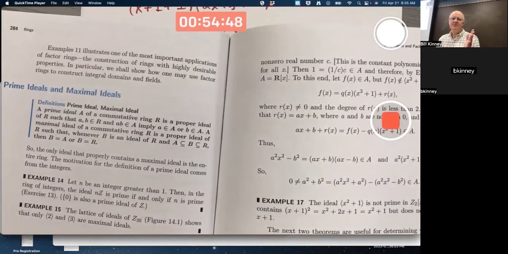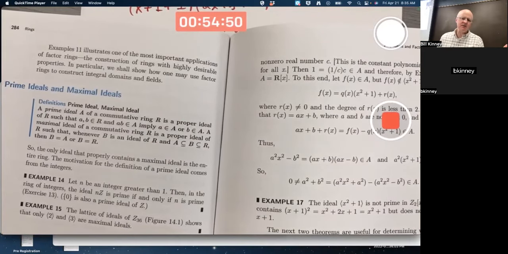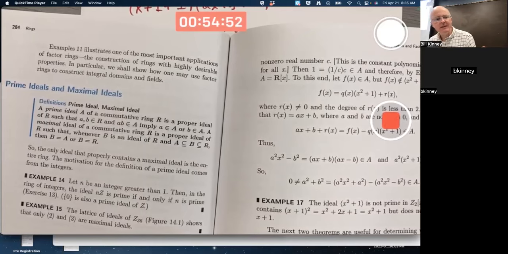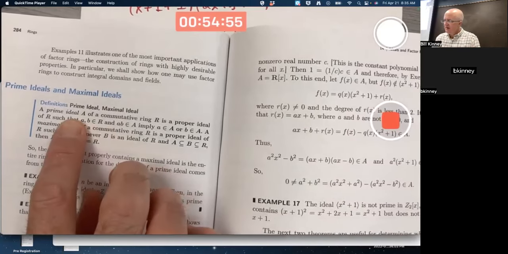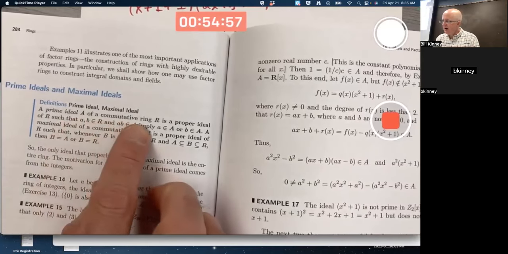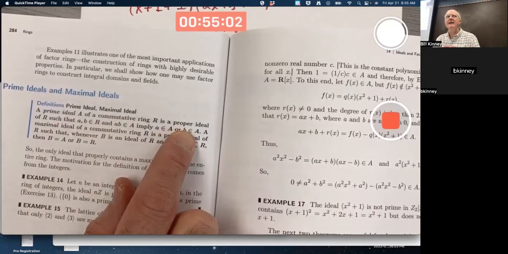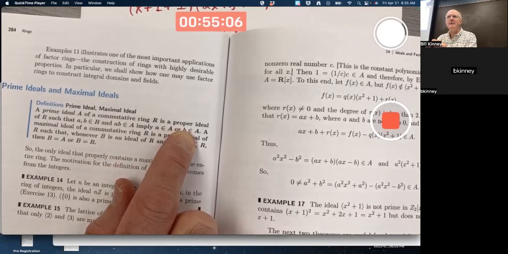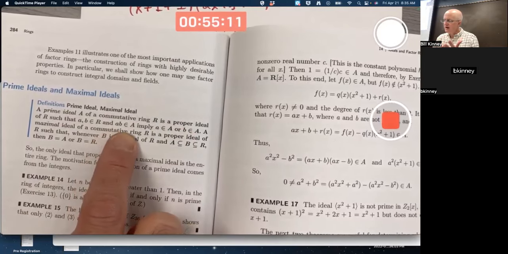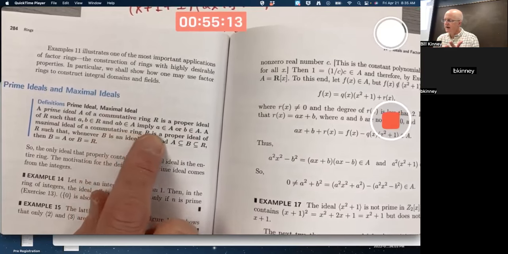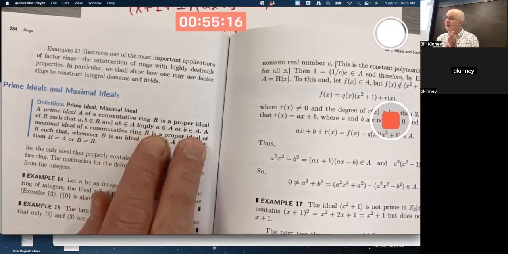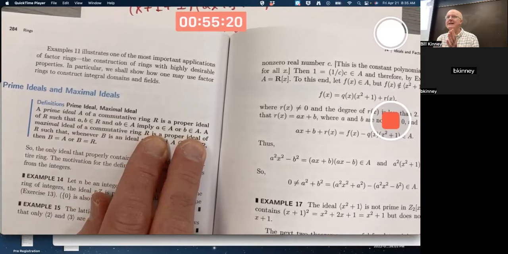Definition doesn't seem that hard, but trying to come up with examples on your own would be hard of these things. A prime ideal A of a commutative ring R is a proper ideal. Notice the word proper there. It was briefly defined at the beginning of the chapter. With the property that if the product of two elements is in the prime ideal, then one or the other element is in the ideal.